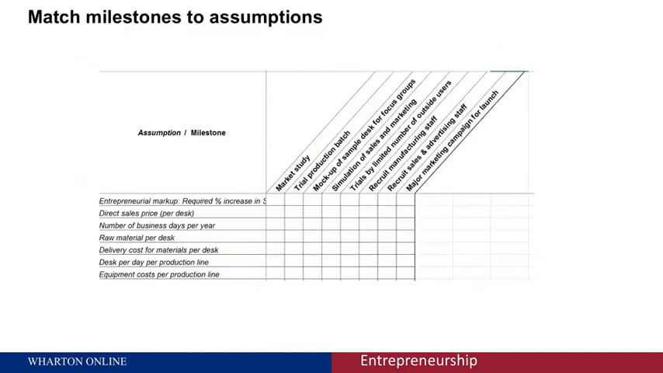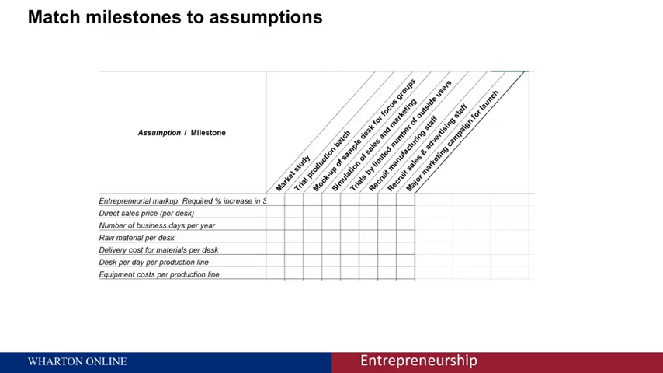So you actually just create a milestone assumption chart. All the assumptions that we've already talked about are listed on the left-hand side, right? So the direct sales price per desk, the raw material cost per desk, things that were already in our model. And then on the top, the columns are the milestones in the business. So the market study, the trial production batch.